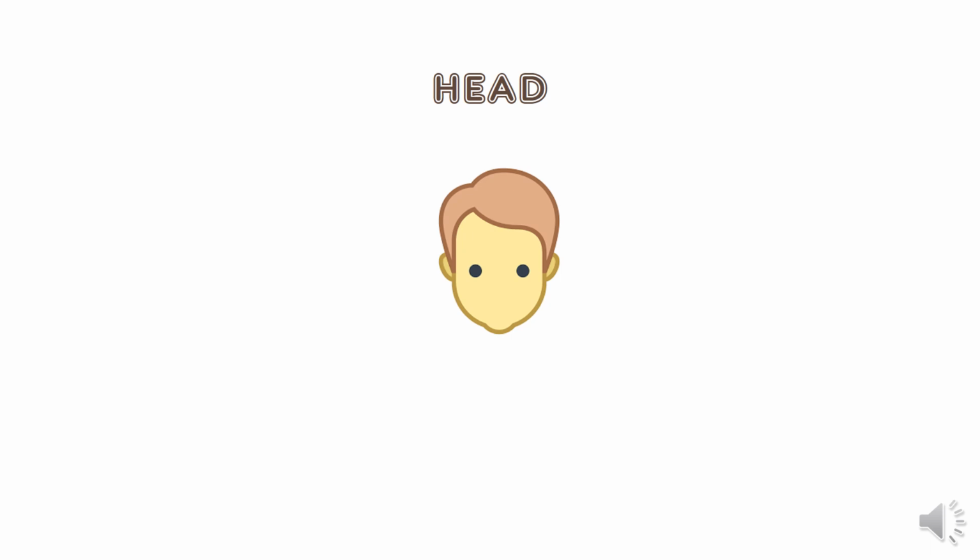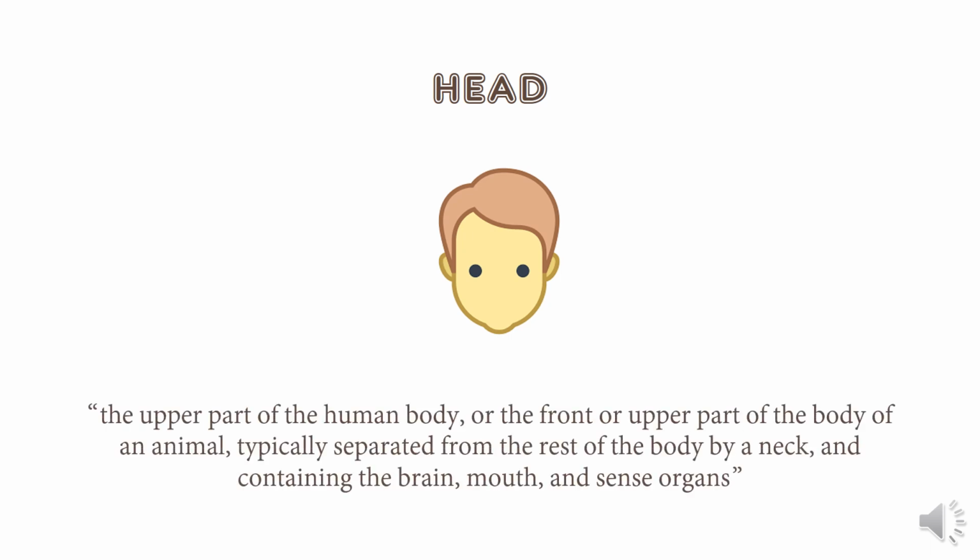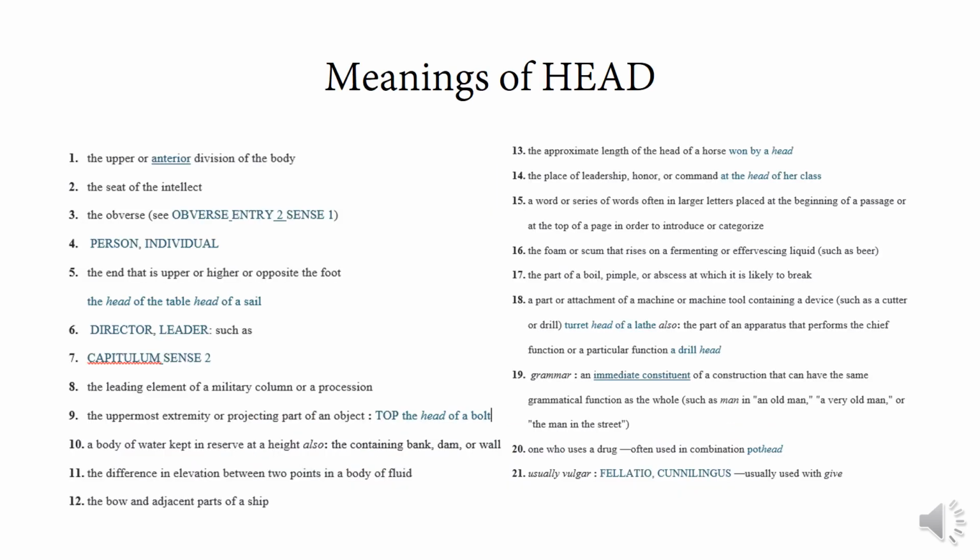Let's take a look at how the English language dictionary defines the word head. It is the upper part of a human body, or the front or upper part of the body of an animal, typically separated from the rest of the body by a neck and containing the brain, mouth, and sense organs. If you check the word head in an English language dictionary, you will see that it has more than 15 meanings. Just 15 meanings for one single word.